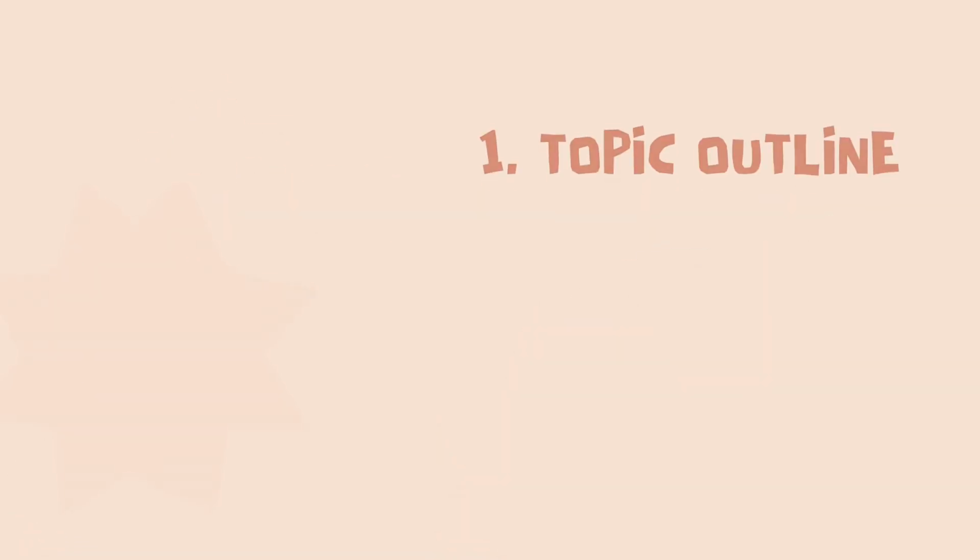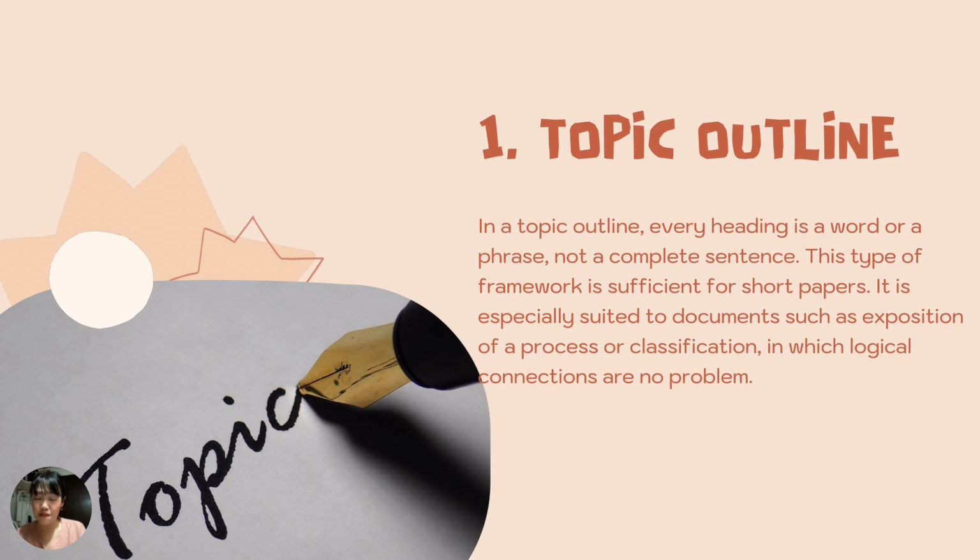Okay, so first kind of an outline is the topic outline. So in a topic outline, every heading is a word or a phrase, not a complete sentence. So this type of framework is sufficient for short papers. It is especially suited to documents such as an exposition of a process or classification in which logical connections are no problem. Okay, so take note, when you are making a draft and you are using the topic outline, in writing your ideas, you are just going to transform them into words or phrases.